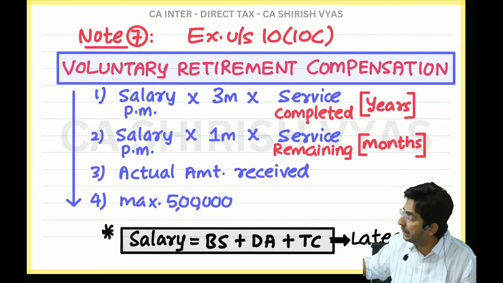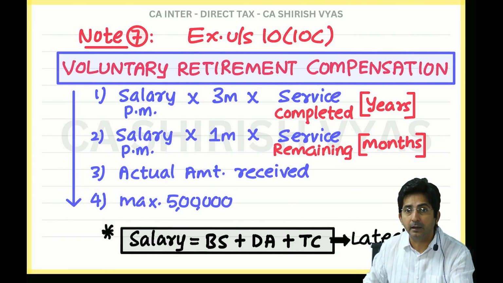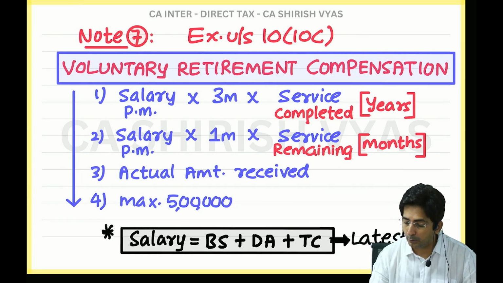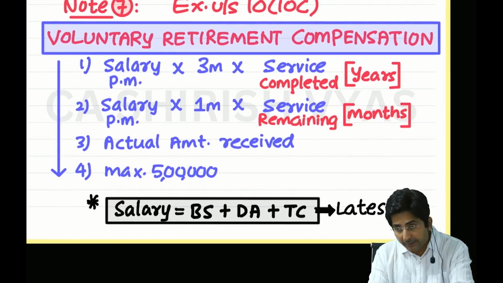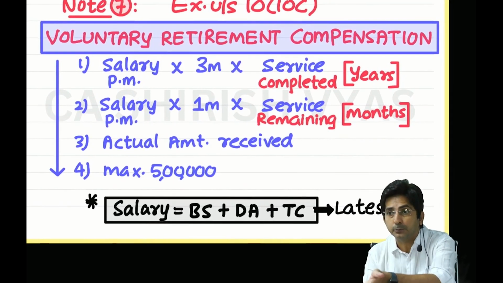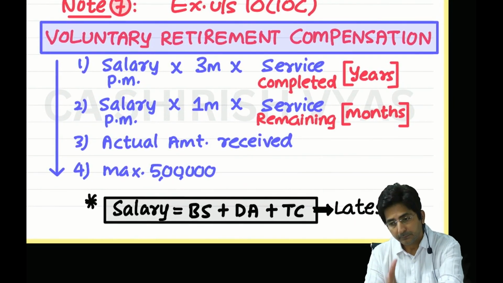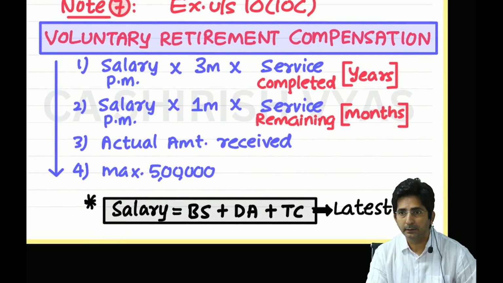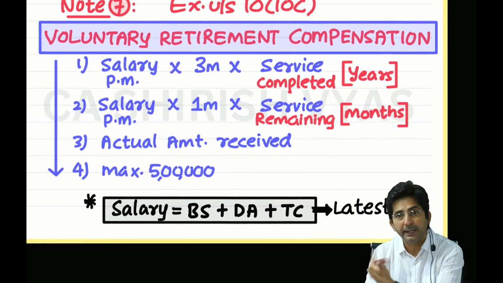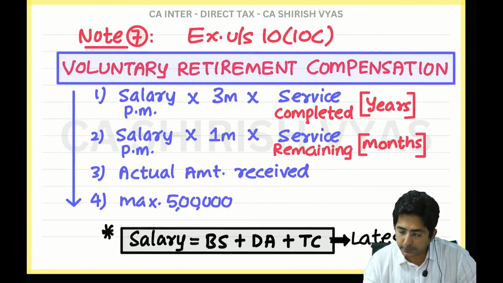So tell me, salary means basic, DA in terms, and turnover commission. And that also, see, I have written here. And in real life, when companies give you VRS money, it is based on your latest salary only. And in the formula also you have to take the latest. Latest means you understand, na?